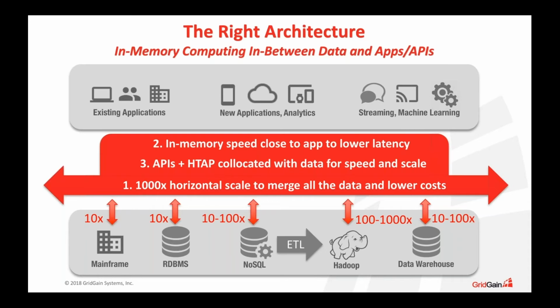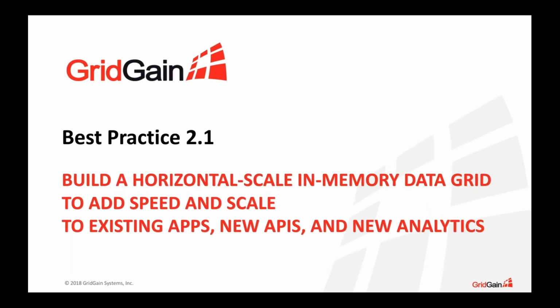MapReduce in Hadoop was one of the first examples of this for scale as well as for speed. So the first best practice is this. In order to solve all these problems, you need to build out a horizontally scalable architecture that layers in between your existing data and your existing and new apps and APIs. That's what we call an in-memory data grid in technical terms. And we'll go through how that works in a little bit more detail.